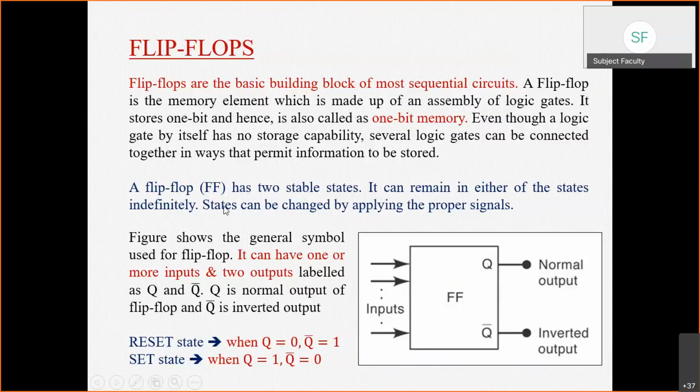Now what do you mean by two stable states? The output of flip-flop can be either 0 or 1. These are the two states, 0 and 1. Similarly, Q bar also will have 0 or 1. And their states can be changed by applying proper input signals, depending on the input.